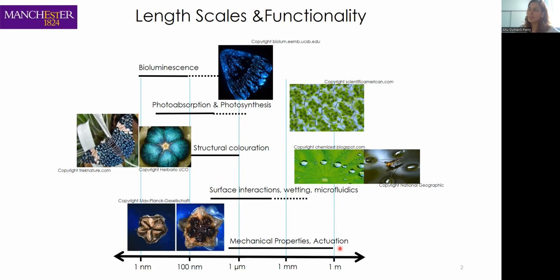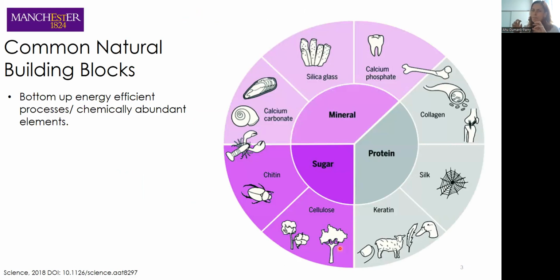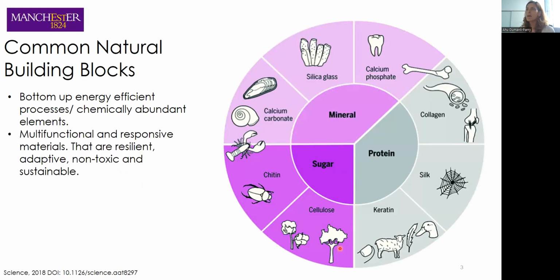So this gives us a really interesting point of view in terms of how nature builds up functionality by using very simple chemistries. Because if we look at the common natural building blocks of nature, we see that the most abundant, non-toxic materials are coming together, and they are also using very simple chemical bonding strategies to build up a lot of complex materials. So these materials are also multifunctional, and they are resilient, adaptive, non-toxic, and very sustainable.